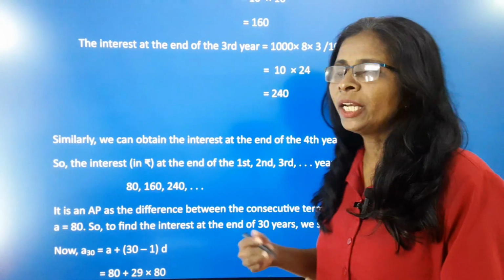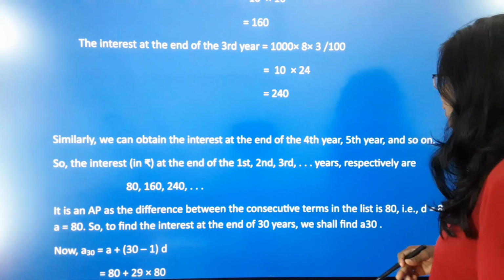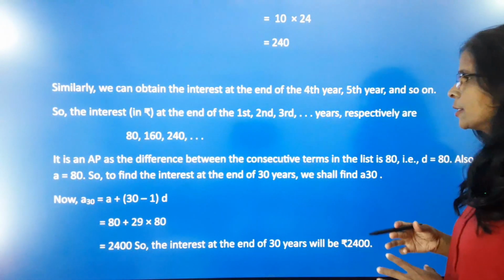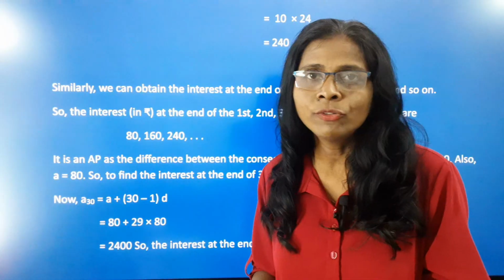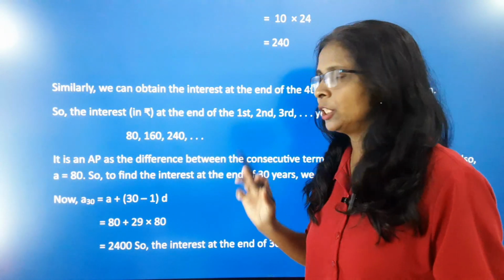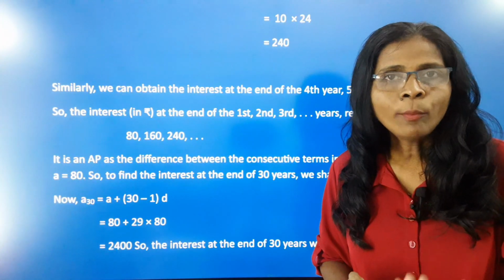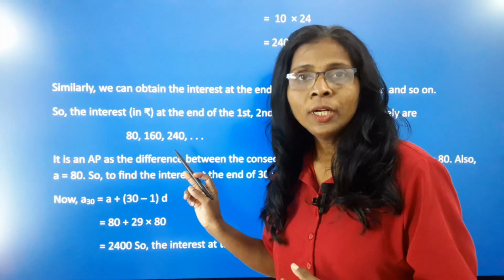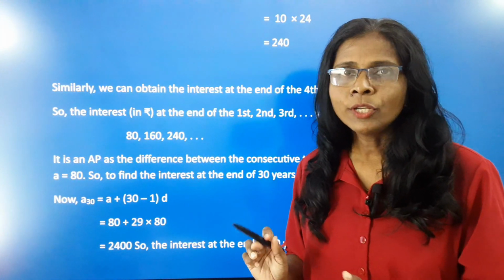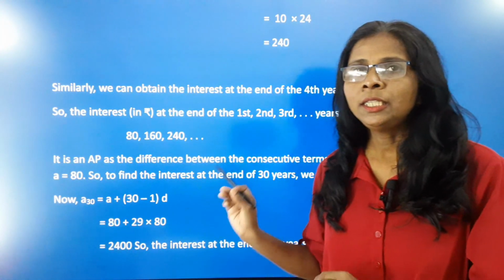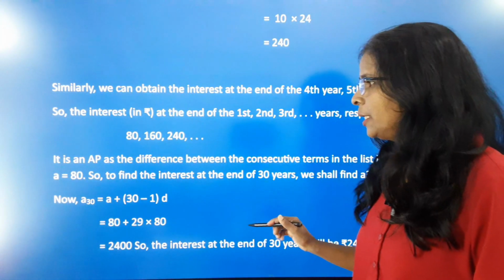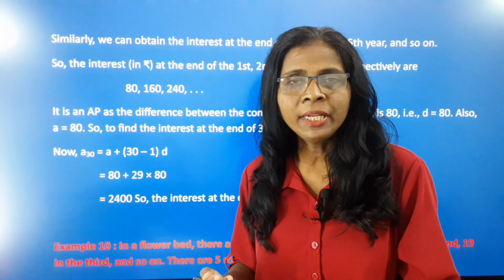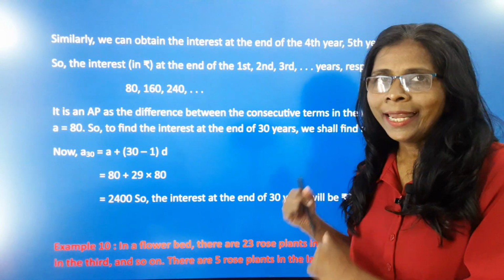Now similarly we can obtain the interest at the end of the fourth year, fifth year and so on. So the interest at the end of the first, second and third years gives us the list of numbers 80, 160, 240. And see here that the common difference between two consecutive terms is 80. Here the common difference is the same, and that's why this list of numbers is in AP. Now as this list of numbers is in AP, we can find A30.